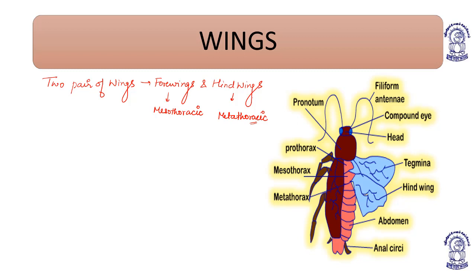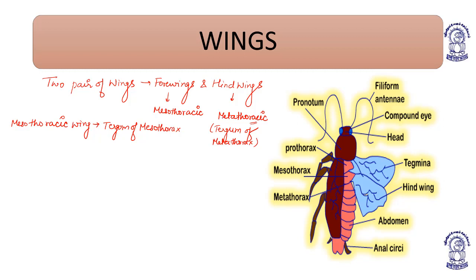The first pair, which is the mesothoracic wing, is attached to the tergum of mesothorax. And the metathoracic wing is attached to the tergum of metathorax. Right?